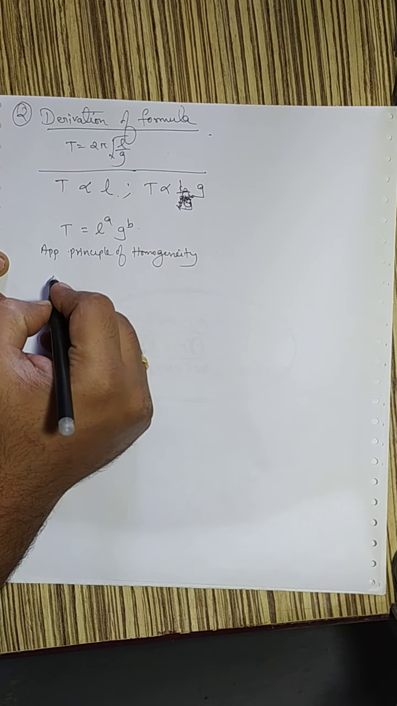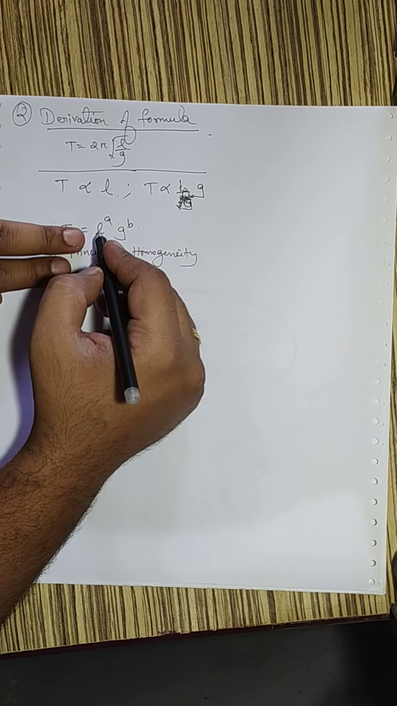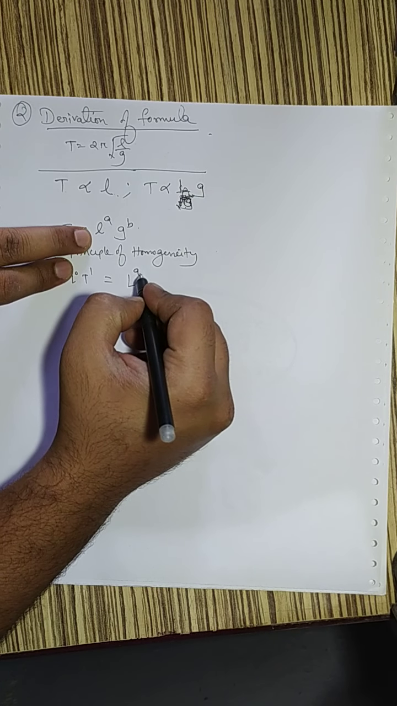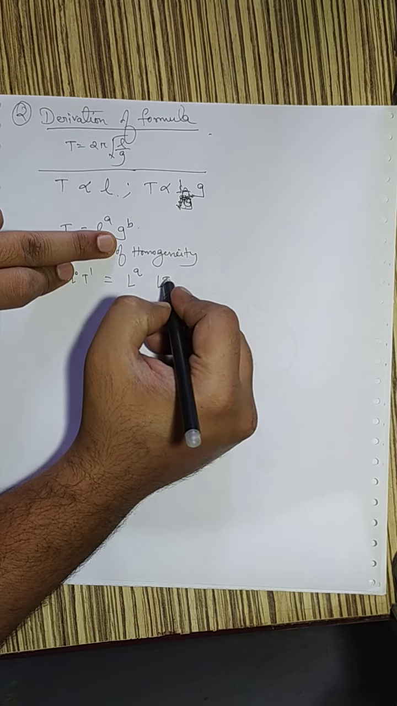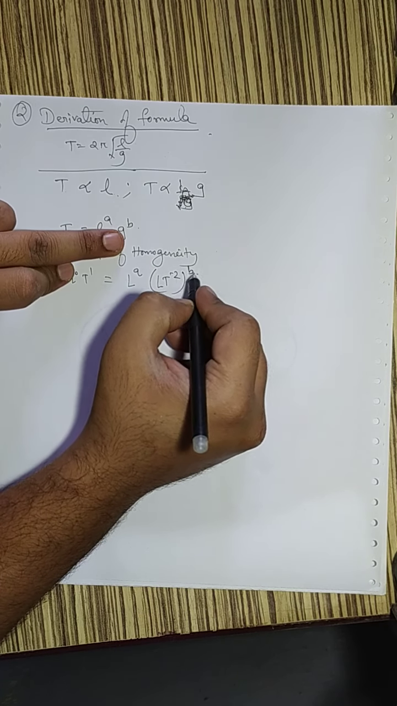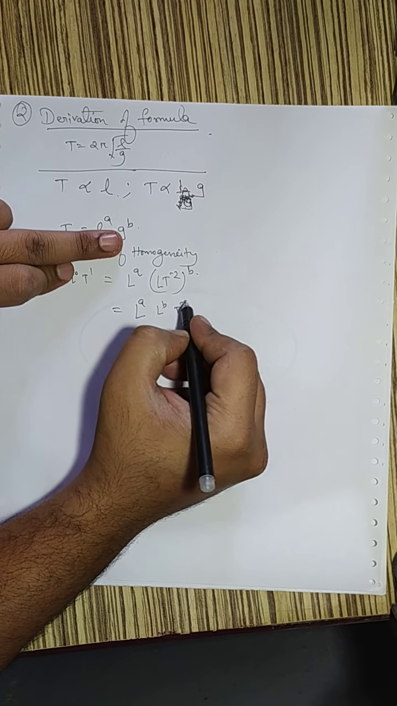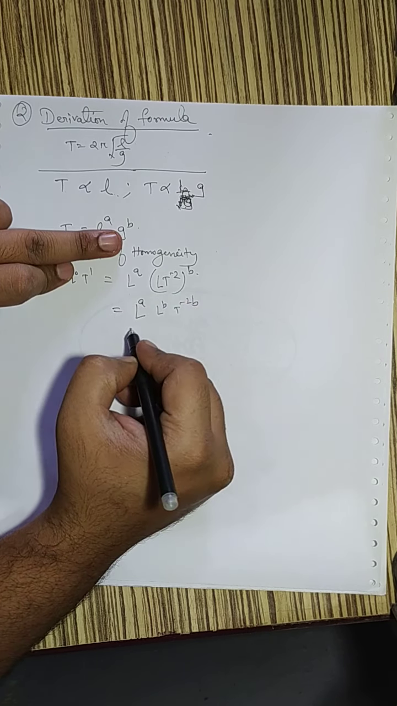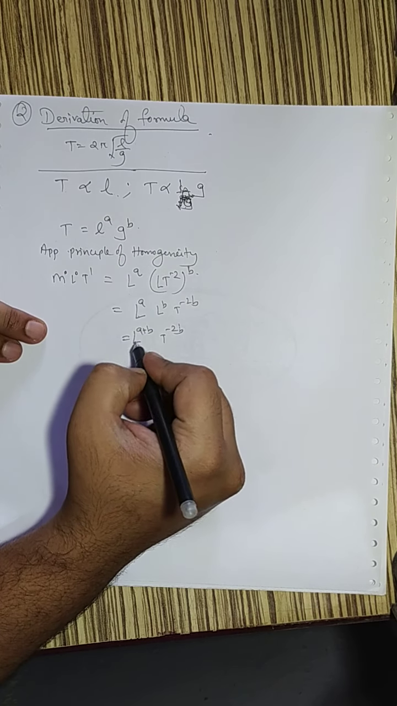Right, the dimension on the left hand side will be M^0 L^0 T^1, and on the right hand side it will be L, where L stands for length, so L^A. g is acceleration, so the dimensional formula for the acceleration, whole to the power B. So this will be L^A, L^B, T^(-2B). B is multiplied by both, so it will be A plus B. The powers can be added.